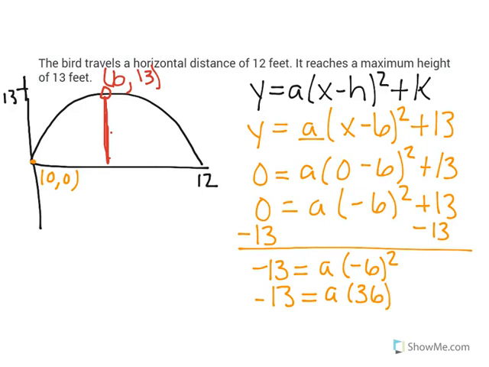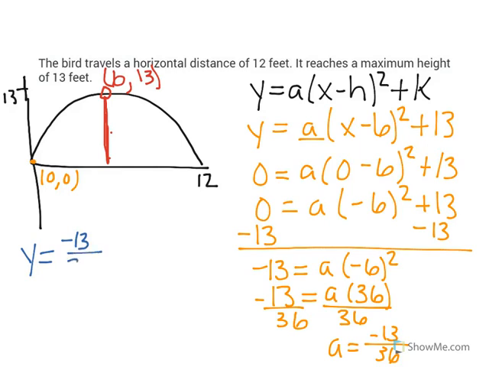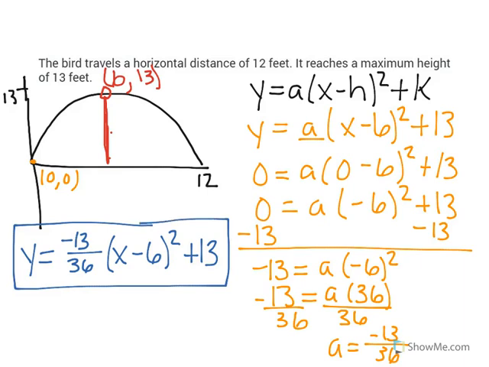So in order to solve for A, what I'm going to do is divide by 36 on both sides. Now, negative 13 over 36 cannot be reduced. There's no number that I can divide both of those by. So my A value is just negative 13 over 36. Remember, you want to write it as a fraction. So my equation is y equals negative 13 over 36, (x minus 6) squared plus 13. And that's the exact equation the bird traveled in order to hit the pig.